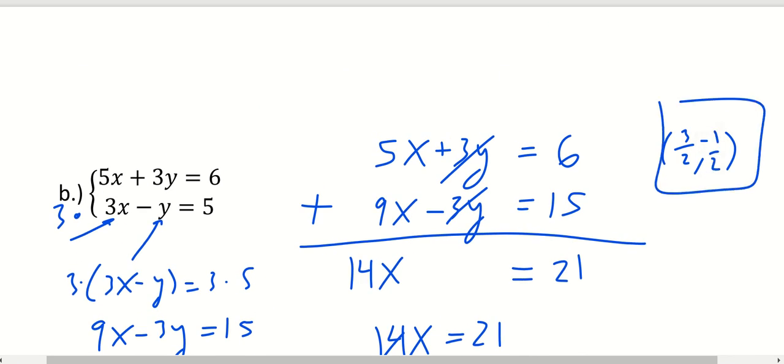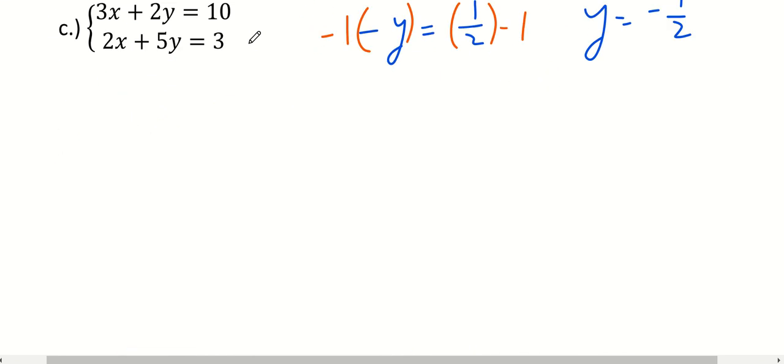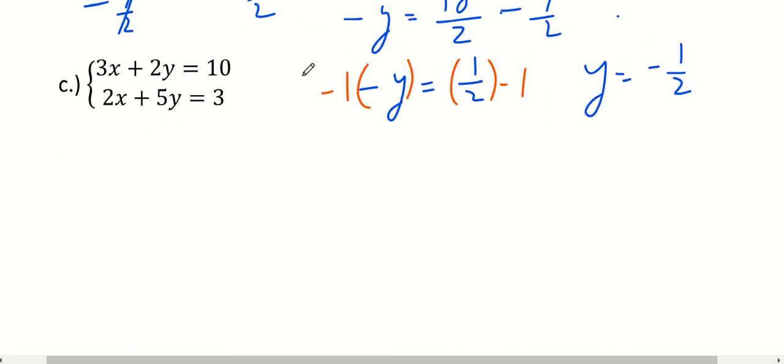So we have an ordered pair solution. It's 3 halves, comma, negative 1 half. Let's take a look at the next one. Here we have 3x plus 2y equals 10, and we have 2x plus 5y equals 3.